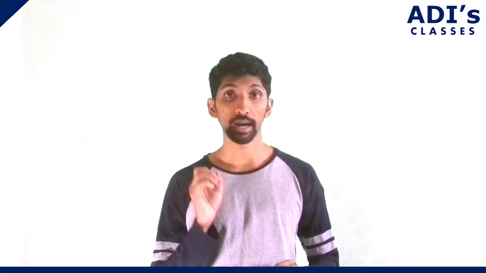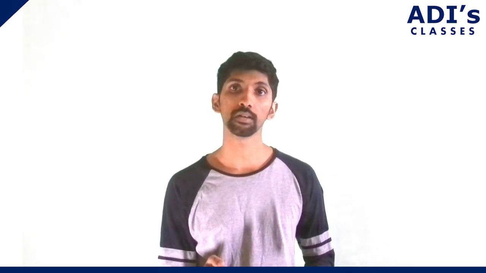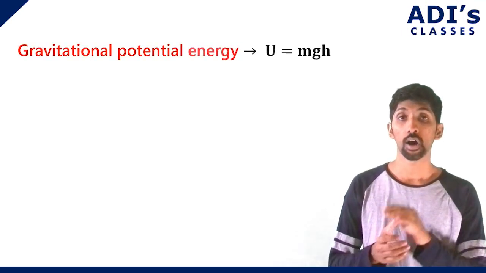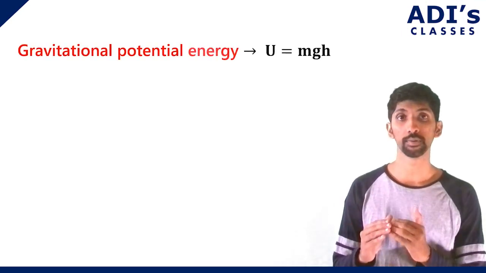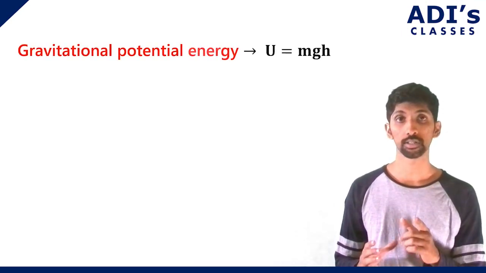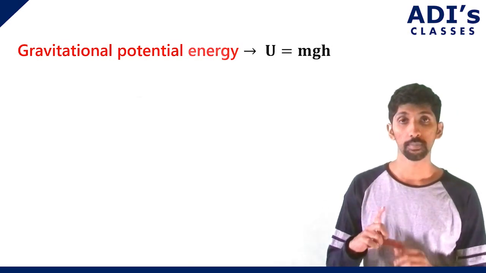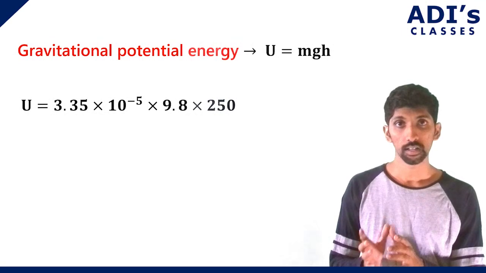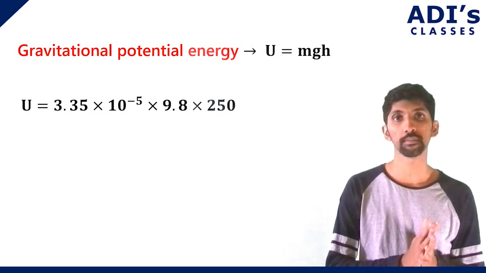Now see what we have, work done by the gravitational force, correct? So the work done by that will be equal to the gravitational potential energy, right? Now for how much distance are we moving? If you look at the question, the total distance is 500, but for half the distance it's moving, right? So meaning the height will be 250 meters.